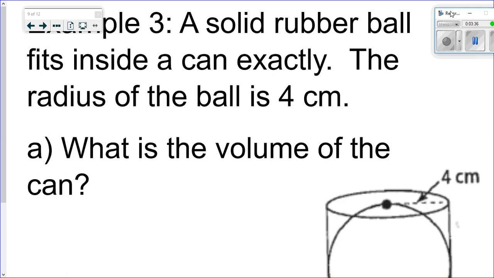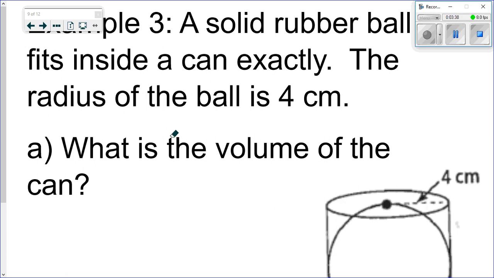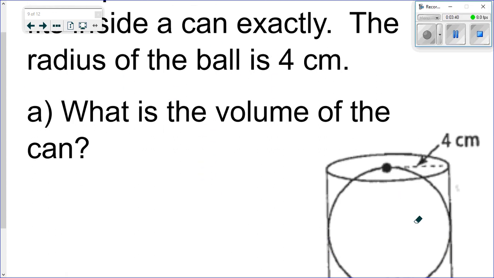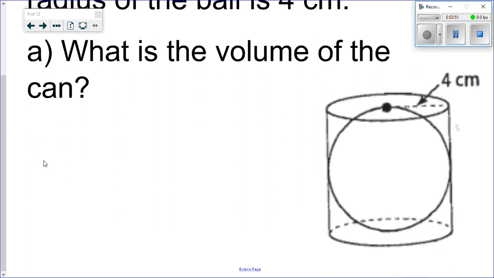Now, a popular question on EQAO, which again you don't have to write, is that we put a ball into a cylinder because apparently we have nothing to do but to put balls in the cylinders. I'm assuming that someone at EQAO works for a tennis ball canning factory, and this comes up an awful lot. So, what is the volume of the can?